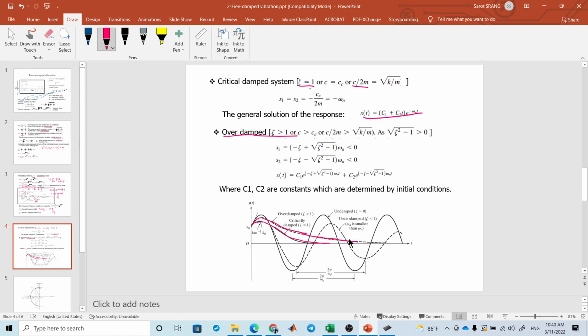So where you start is different in this case. You always start from not 0, because in the free vibration you don't have input. If you start from 0, it's always 0. I mean, if you start at the equilibrium point, it always stays at the equilibrium point. So for free vibration, you must start from somewhere which is not 0. Okay.